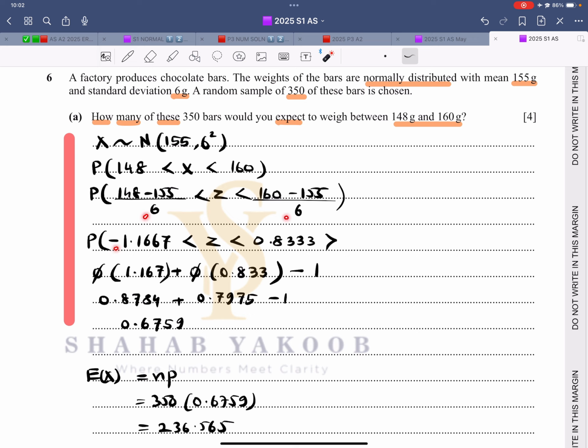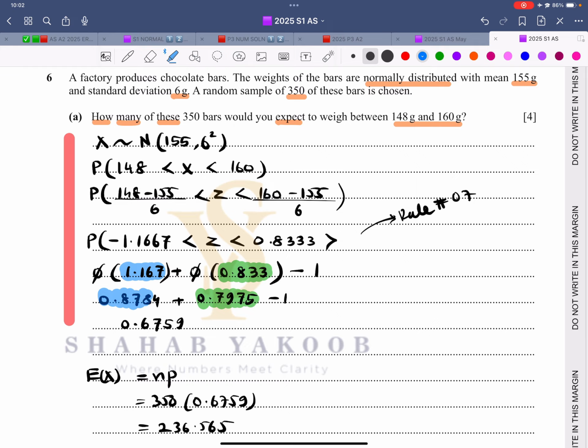Standardize. One Z value is negative, the other one is positive. According to the numbering that I have given you, that is rule number 7. That is, read the table for the small value. First of all, discard the negative sign, so small or big doesn't make a difference. Read the table for one value. Read the table for the other value. That is the probability corresponding to this. The other one is the probability corresponding to this. Add both, subtract 1, and that is the final answer, which comes out to be 0.6759.